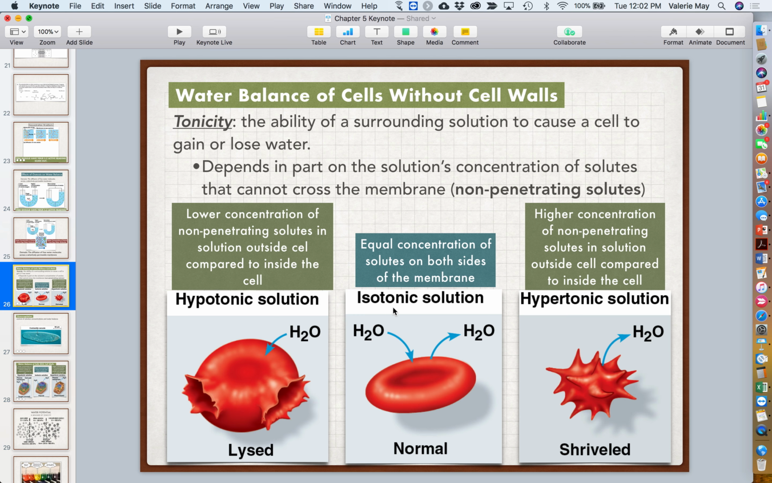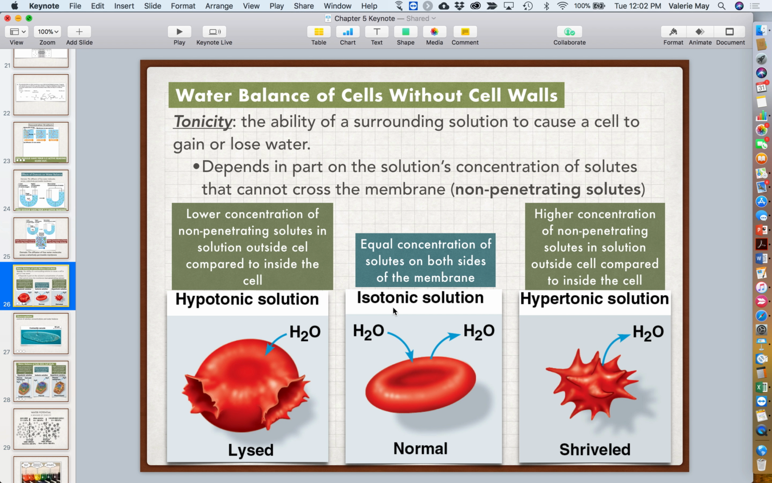So we'll start with isotonic. You should know the definitions of these words and then be able to walk through a thought process of what would happen to a cell if you placed it in these different solutions. So don't just memorize what would happen to the cell. Know what the solution is and then go through the thought process, the reasoning of why, what the outcome would be if you put a cell in that particular solution.